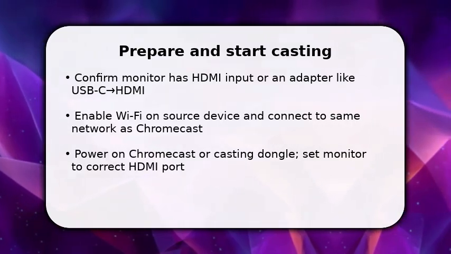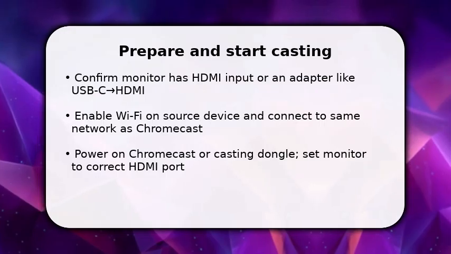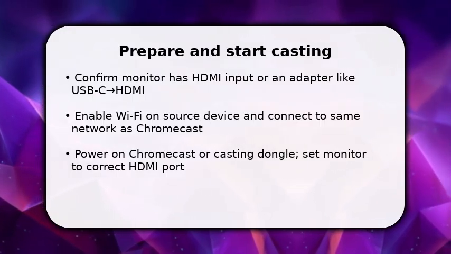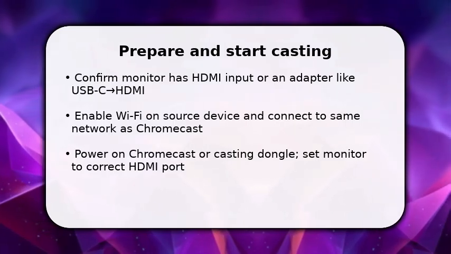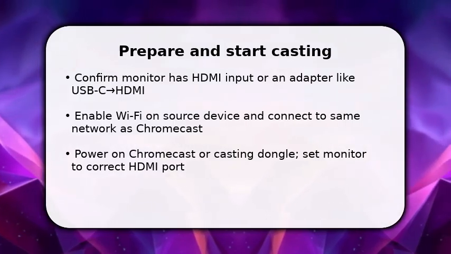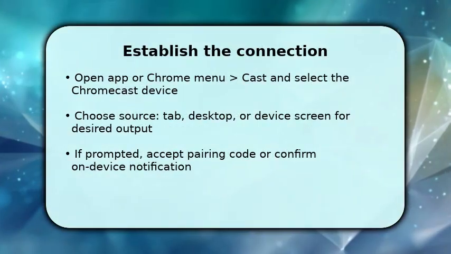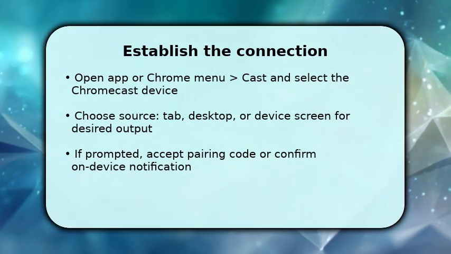This allows device discovery. Open the casting-capable app or the browser's cast option to start searching for devices. Do this now so the source and monitor can negotiate a connection without delay. Once done selecting inputs, you establish the actual stream.